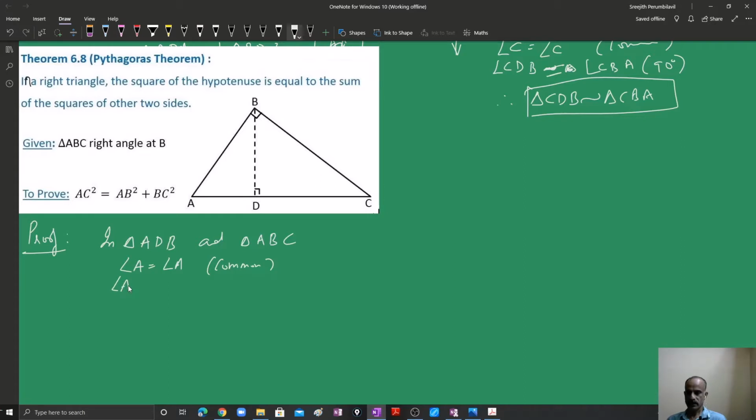Angle ADB is equal to angle ABC, that is equal to 90 degrees. So we can conclude that triangle ADB is similar to triangle ABC. Which similarity? AA similarity.